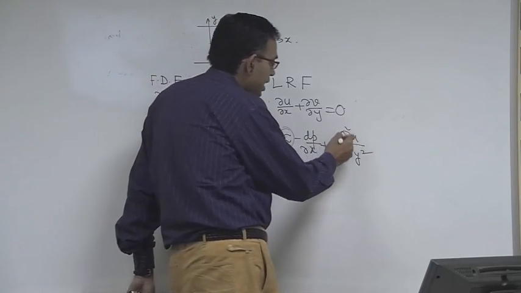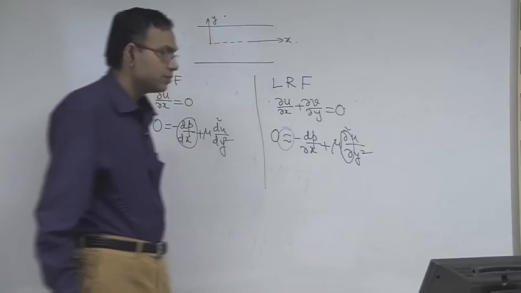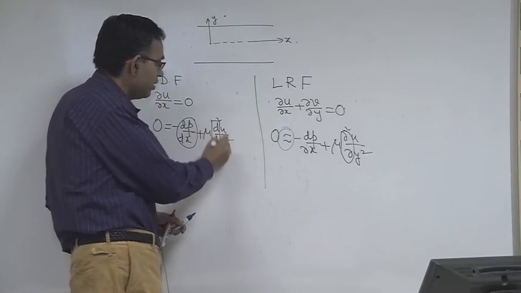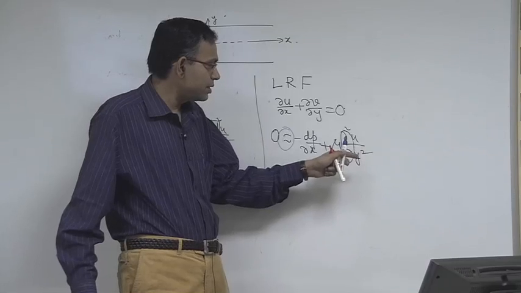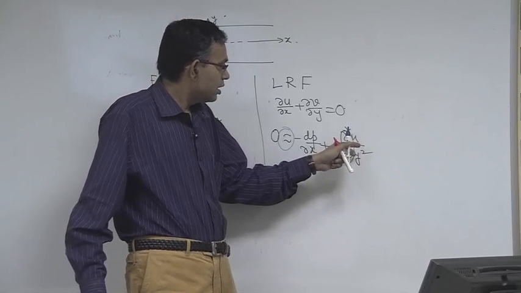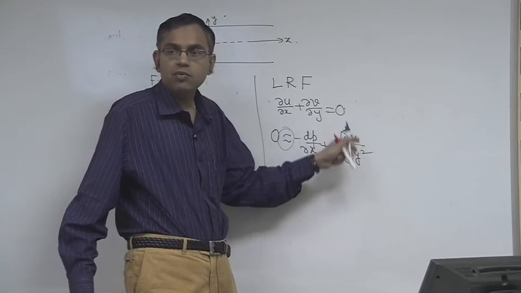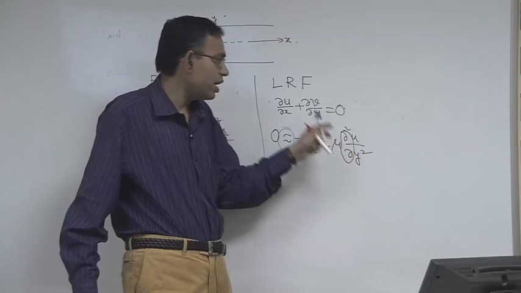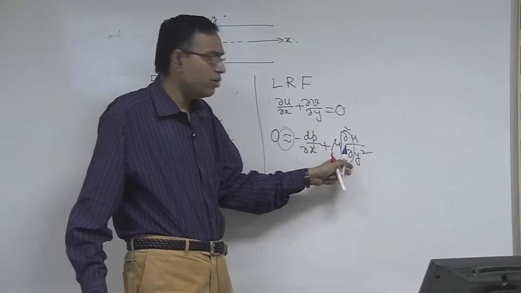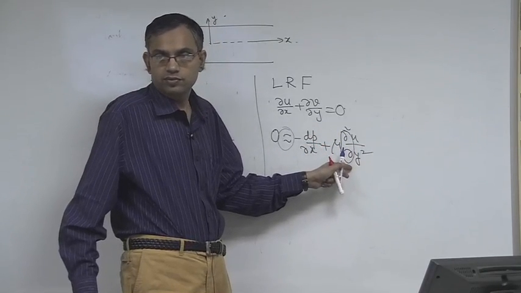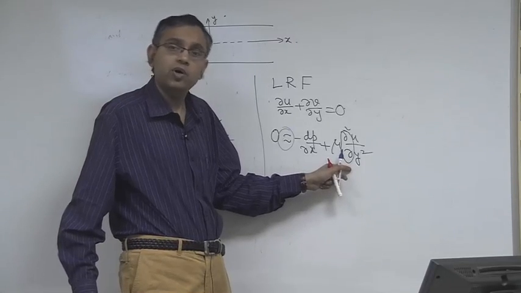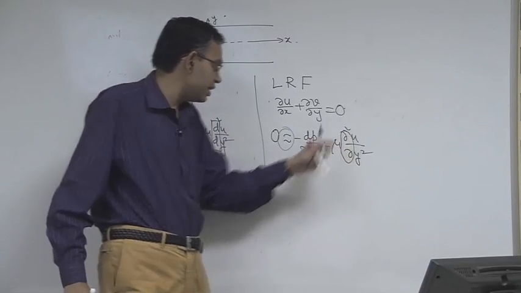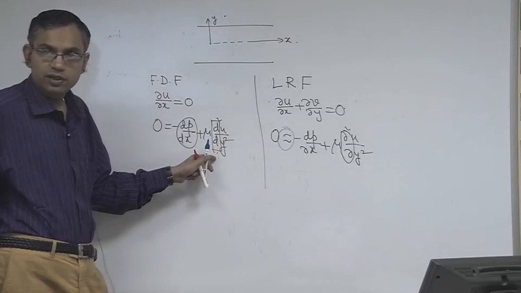Here you can see that these are partial derivatives, whereas this is an ordinary derivative. Why are these partial derivatives? Because now u is a function of both x and y, because del u del x is not identically equal to 0. So, u is a function of both x and y. So, this is a partial derivative whereas this is an ordinary derivative.